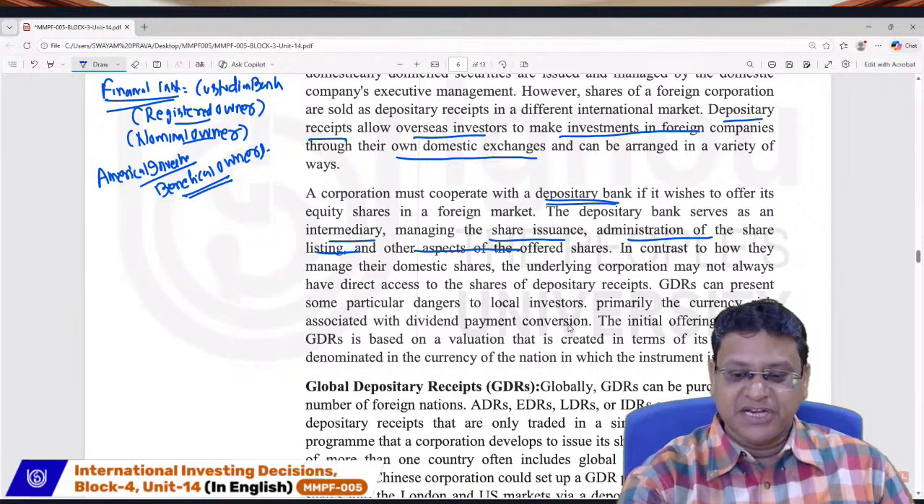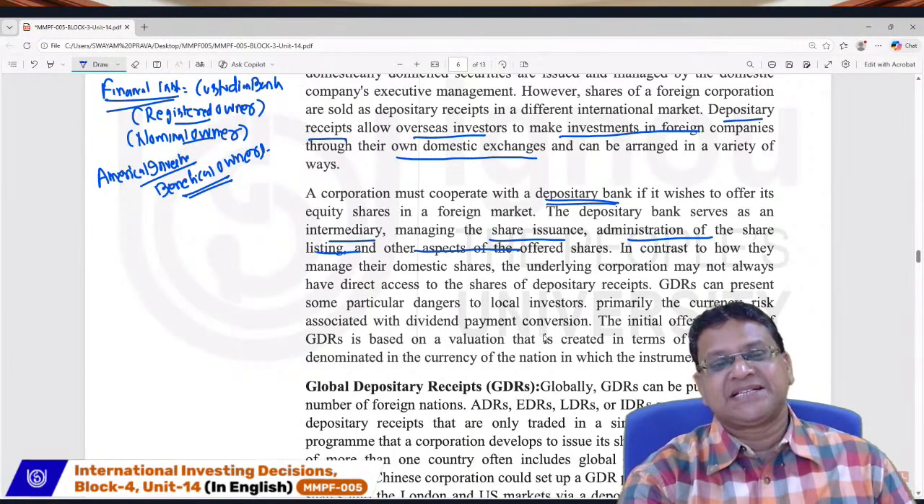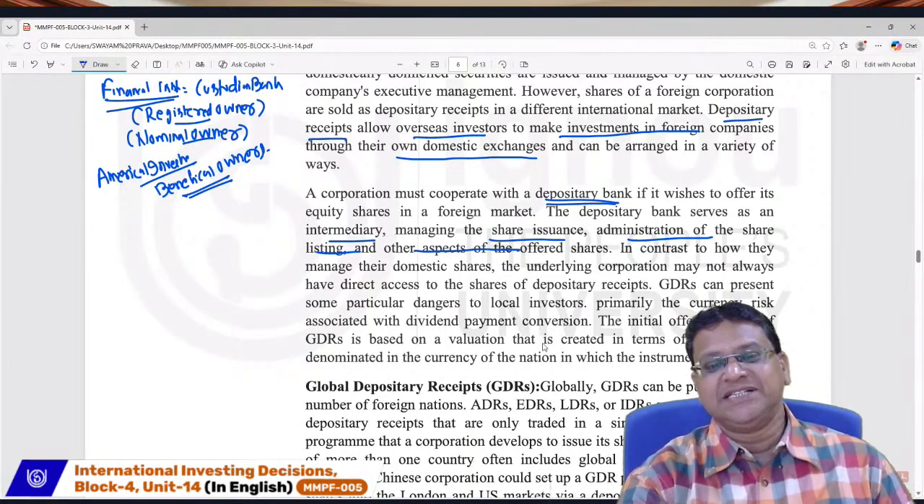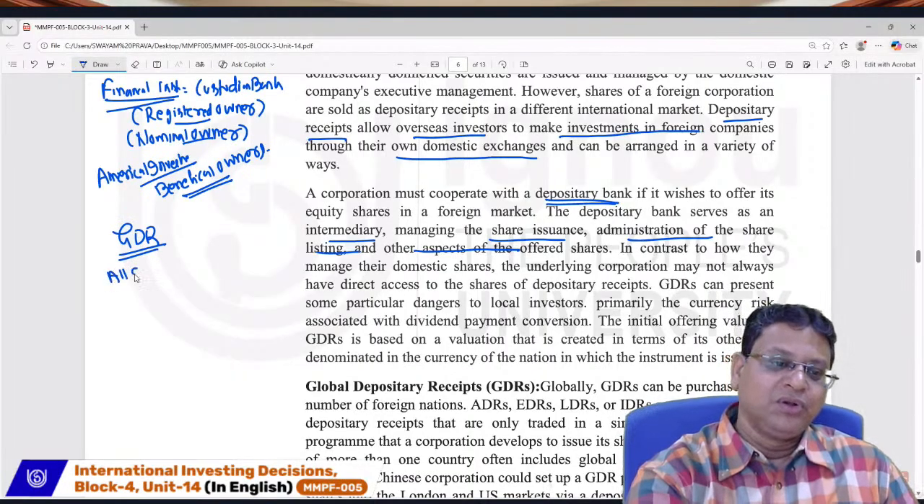This is the difference between ADR and GDR. All depository receipts except ADR are known as GDR. So what is GDR? All depository receipts except ADR are GDR.